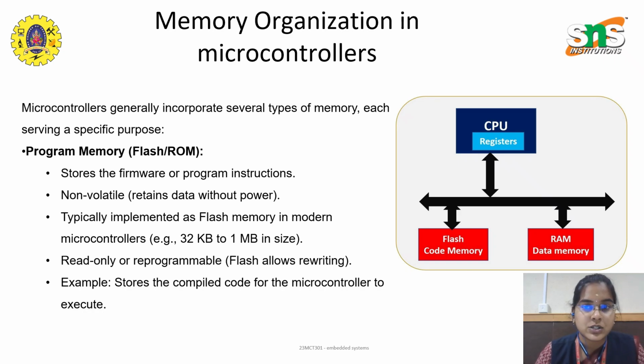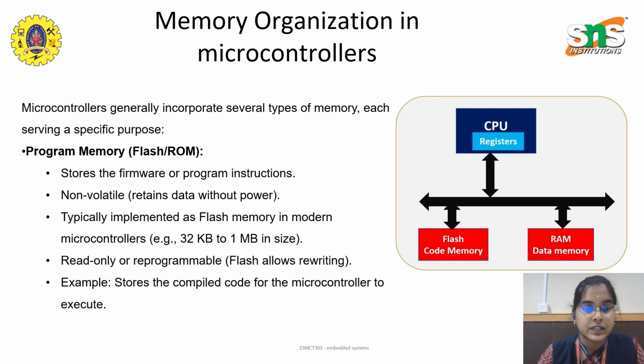Program memory, that is flash or ROM. So we know program memory, that is flash, is usually used for storing the code, whereas RAM is a data memory usually used for storing the data and values. Program memory stores the firmware or the program instructions and it is non-volatile, so it can retain the data without the power. Typically implemented in flash memory in modern microcontrollers, for example 32 KB to 1 MB in size.